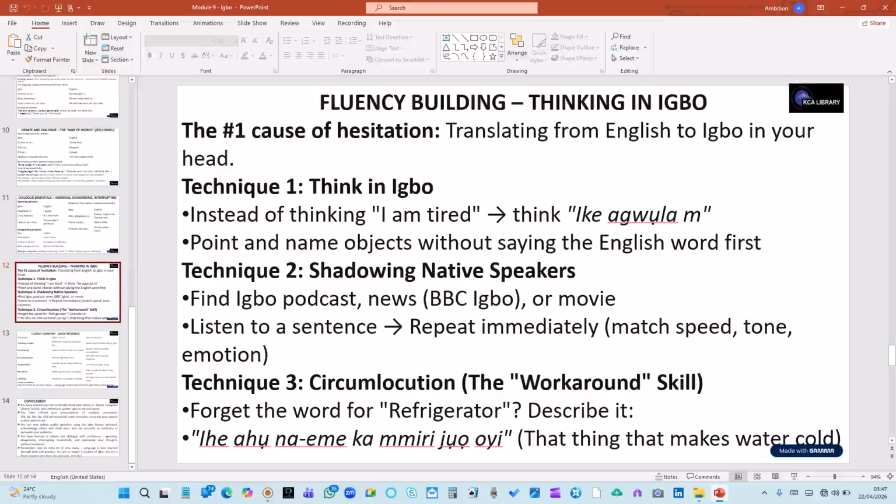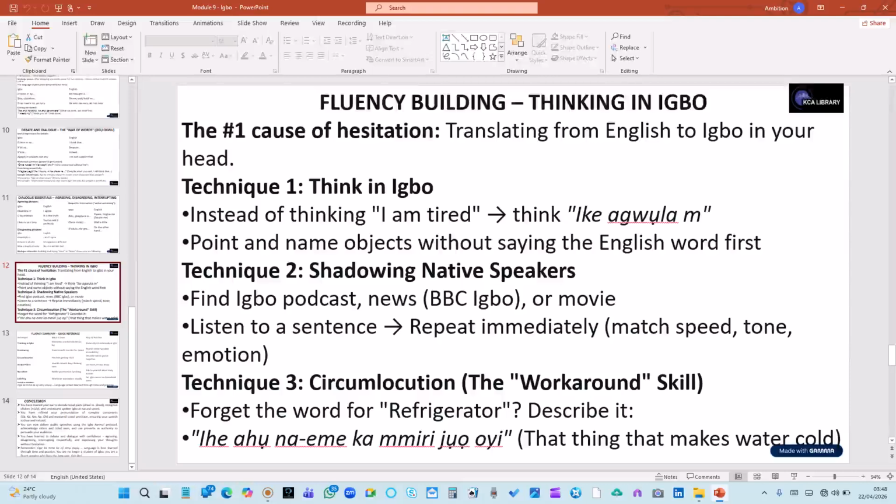Now let us look at fluency building, which is thinking in Igbo language. The one cause of hesitation is translating from English to Igbo in your head. Now let us look at technique 1: think in Igbo. You have to first of all think in Igbo. Instead of thinking, I am tired, think, Ike agwulam. Now, point and name the object without saying the English word first. So these are how you can build your fluency.